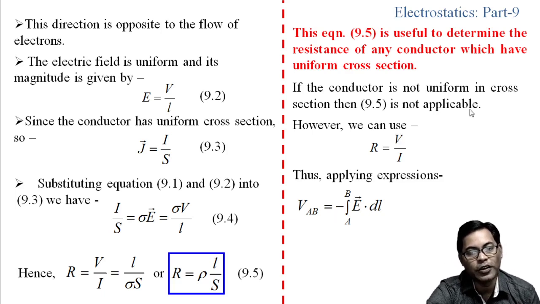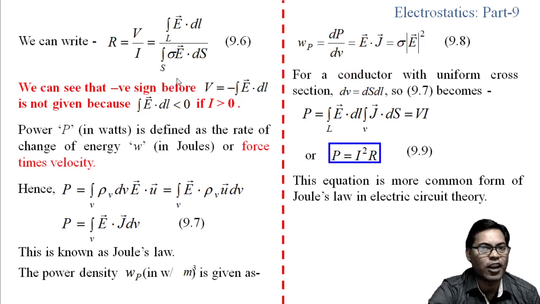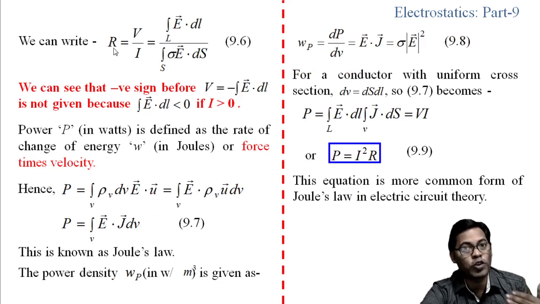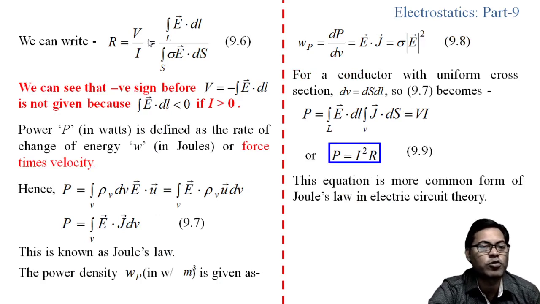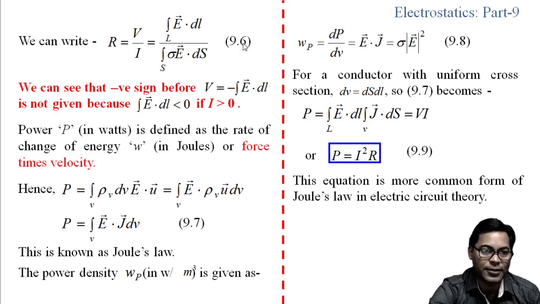That V will be replaced by this equation, and as we have seen in the last lecture, that is the surface integral of J dot ds, where J equals sigma E. So this R can be calculated for a non-uniform cross section of the conductor. R equals V by I, or by the expression 9.6 we can calculate the resistance.